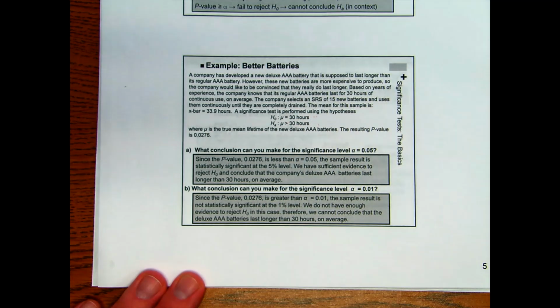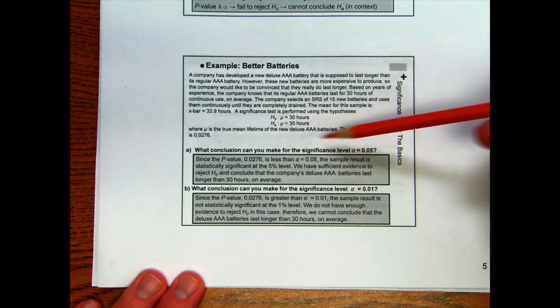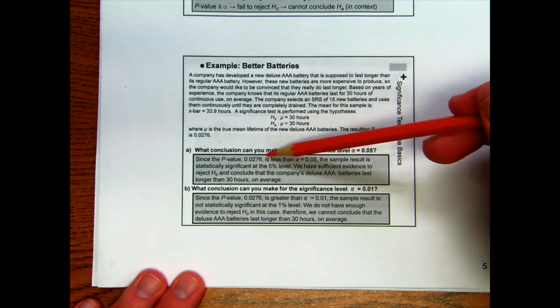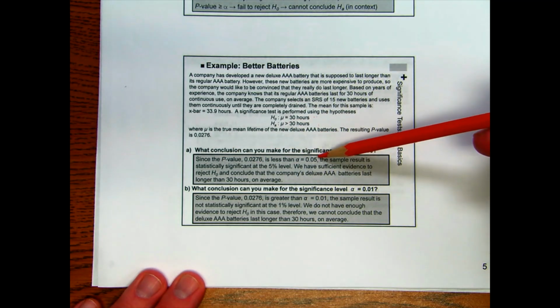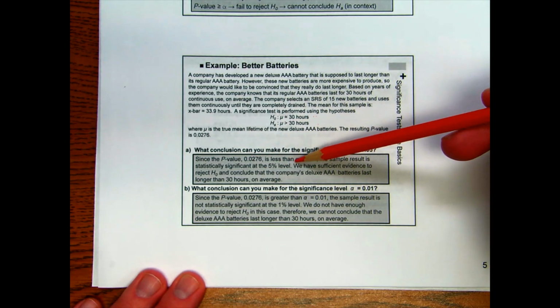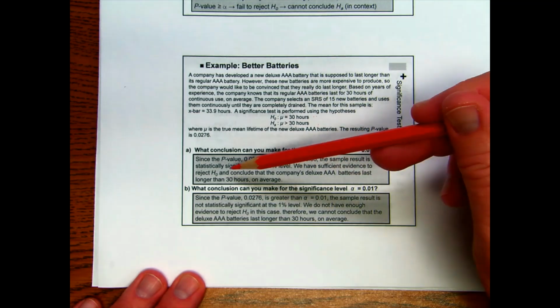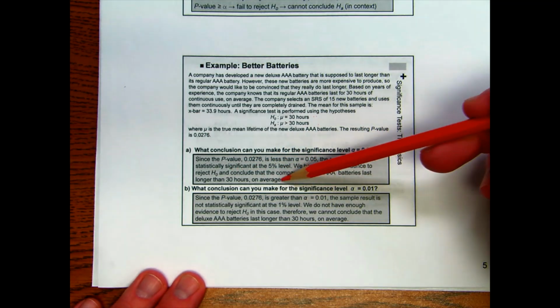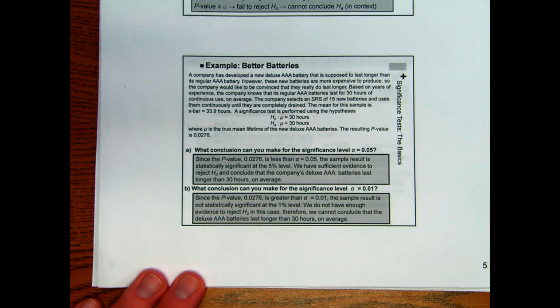The resulting p-value is 0.0276. So what conclusion can you make at the alpha level of 0.05? Since the p-value of 0.0276 is less than the alpha of 0.05, the sample result is statistically significant at the 5% level. We have sufficient evidence to reject the HO and conclude that the company's deluxe AAA batteries last longer than 30 hours on average. So, if the p-value is less than the alpha level, we reject the HO, and we have evidence to support the HA.